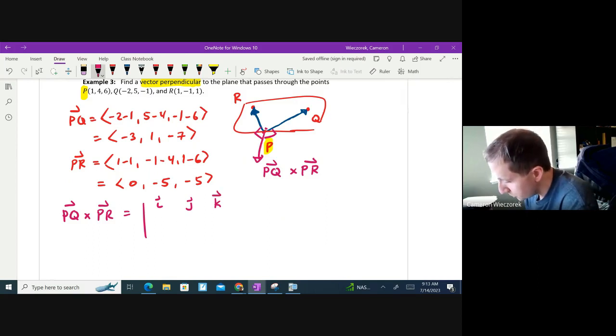I'm going to put PQ in the middle row, since that was listed first. And I'm going to put PR in the third row, since that was listed second. And then I'm going to run through our determinant algorithm to figure this out.